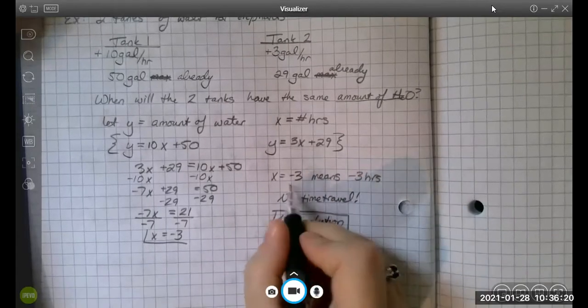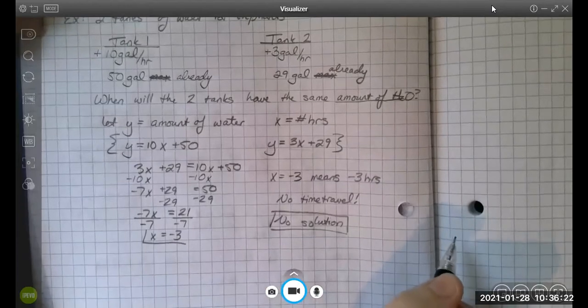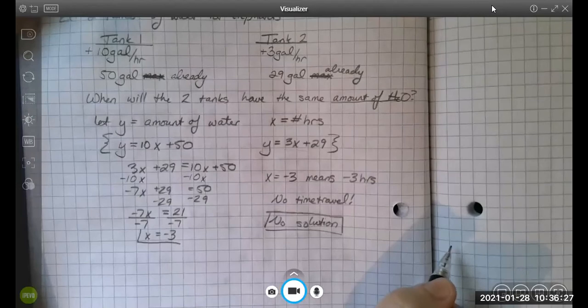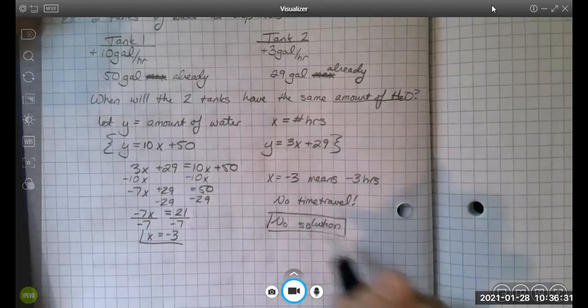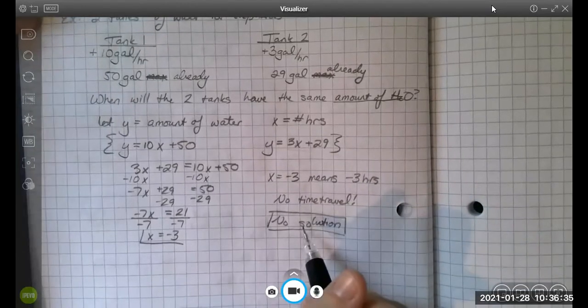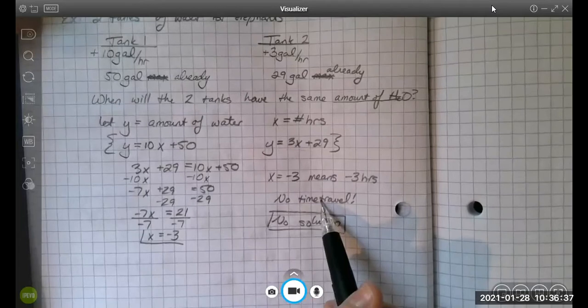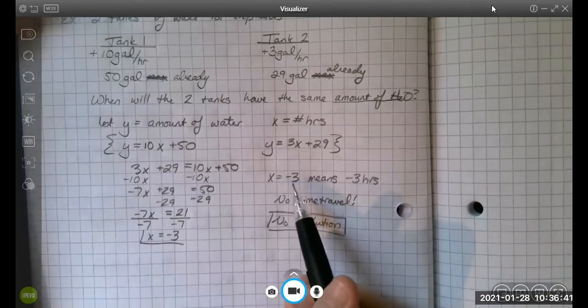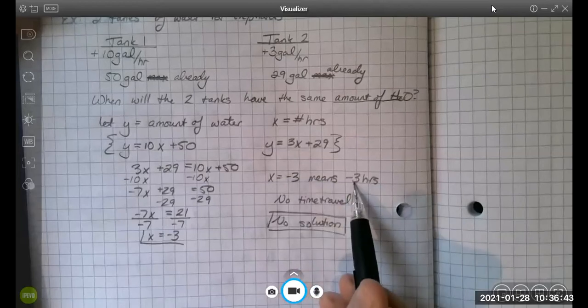You can't have negative time. It's just not possible. When you get into the high enough level math where you can have negative time, this is not a math problem you would be solving anymore. You would be working on the mysteries of the universe. So no time travel. And so you have to use your brain. Does it make sense to have -3 hours?